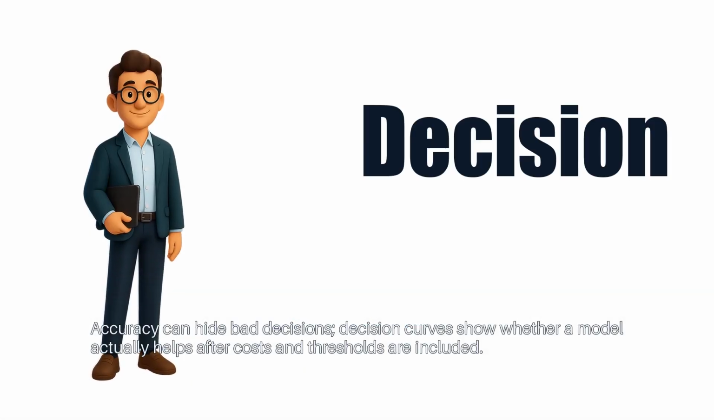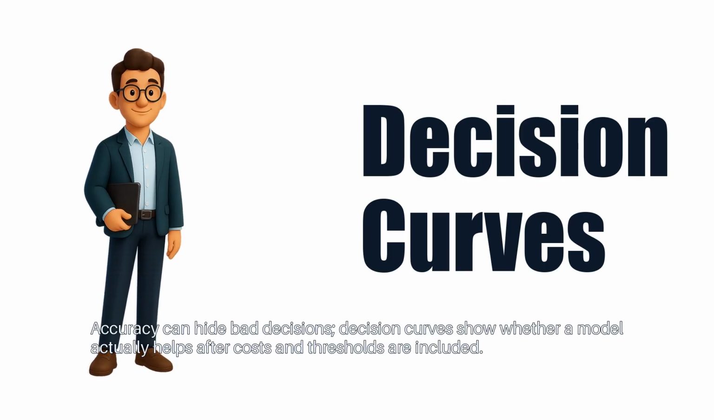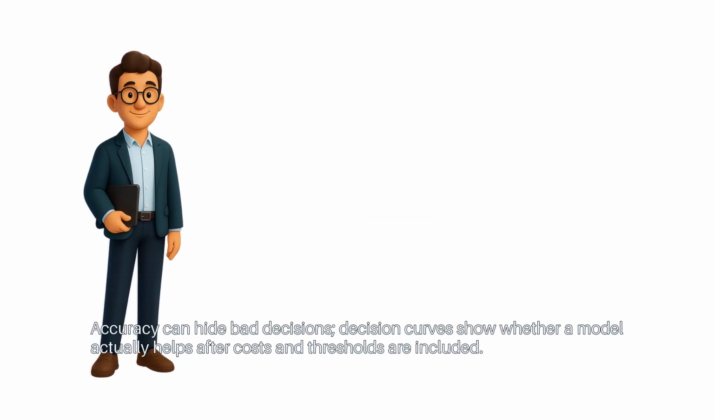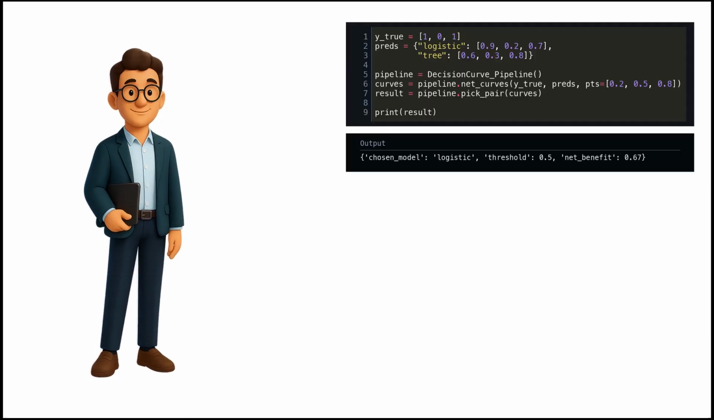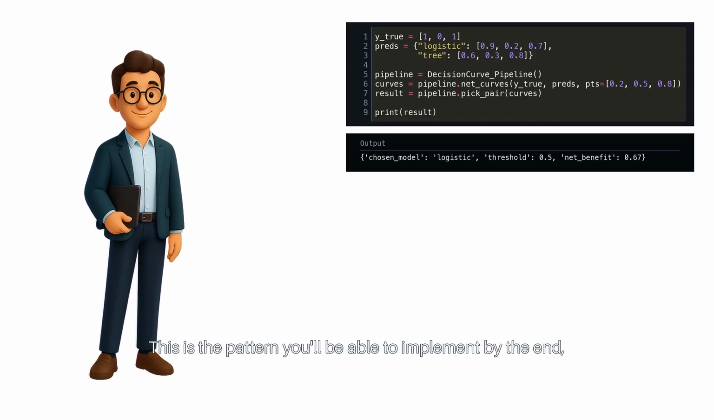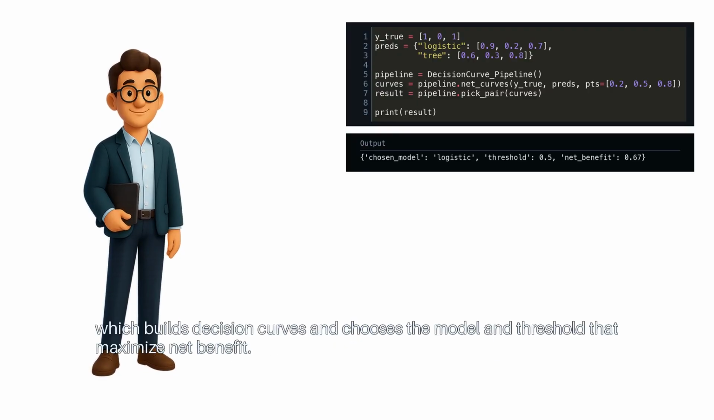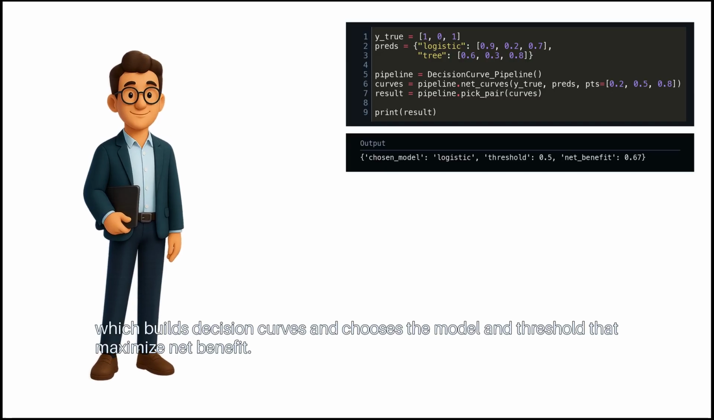Accuracy can hide bad decisions. Decision curves show whether a model actually helps after costs and thresholds are included. This is the pattern you'll be able to implement by the end, which builds decision curves and chooses the model and threshold that maximize net benefit.